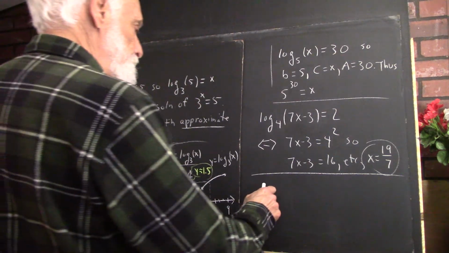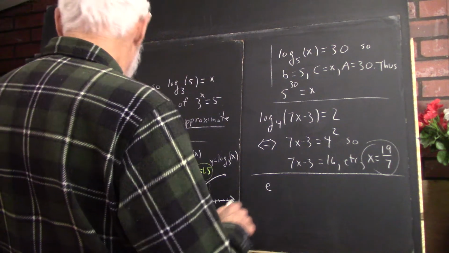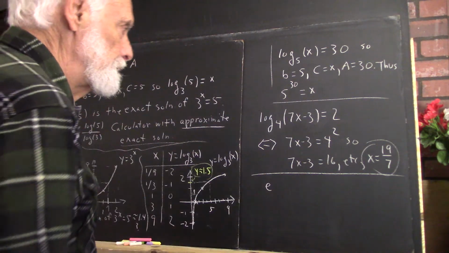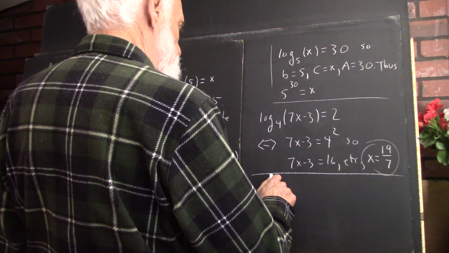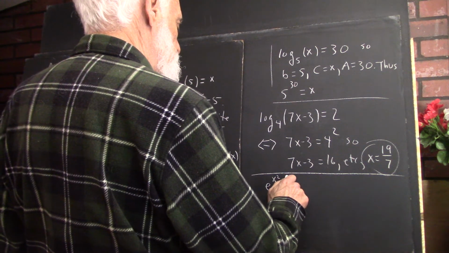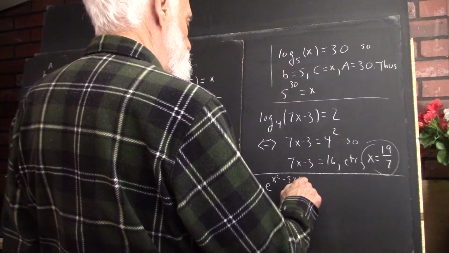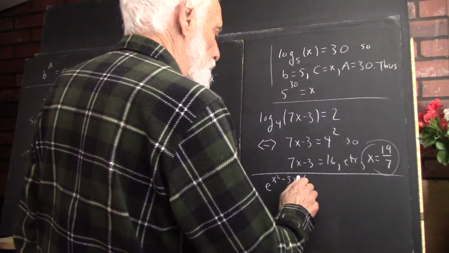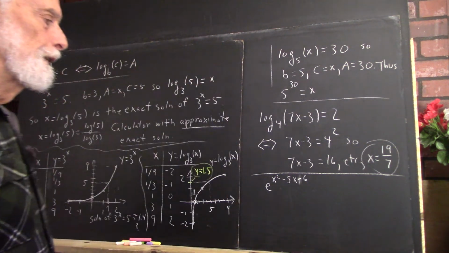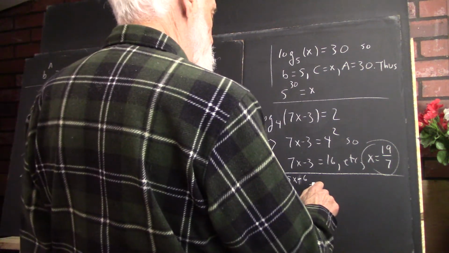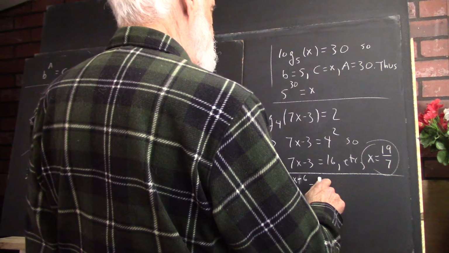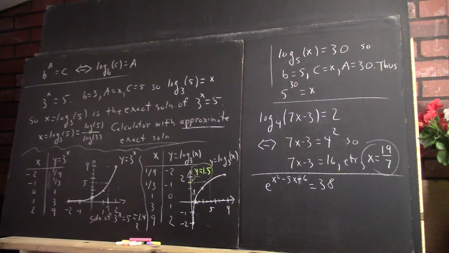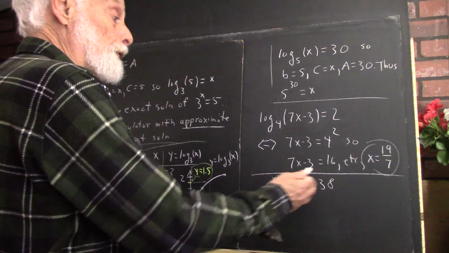Let's say we have e to the x squared minus 5x, I'm going to make that minus 6. And let's say that equals any old number, 38. Okay? How do we solve this?